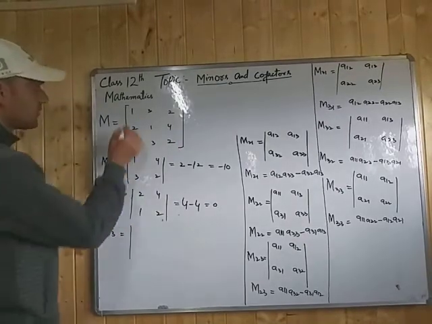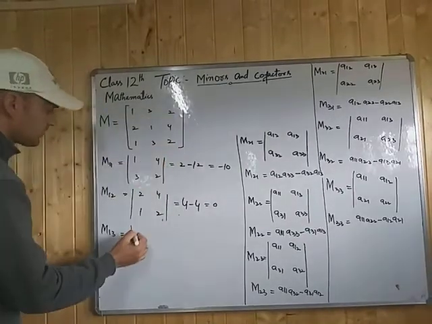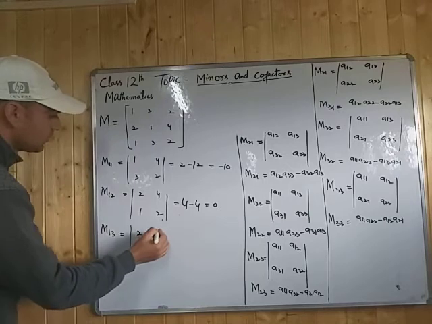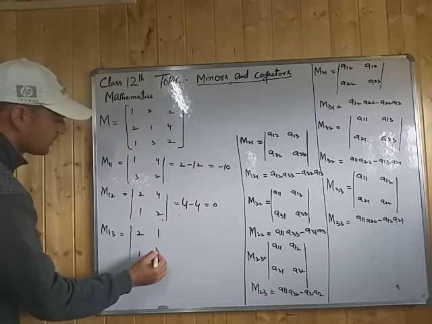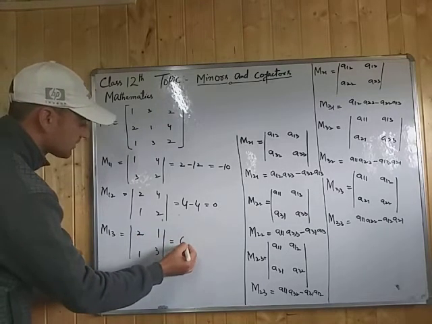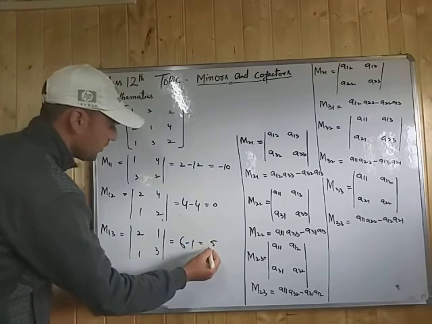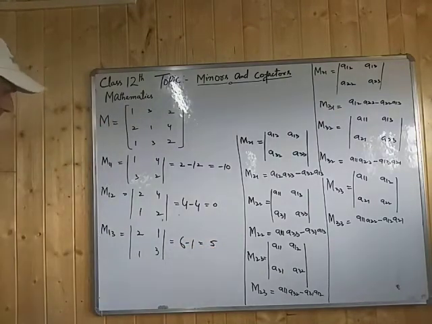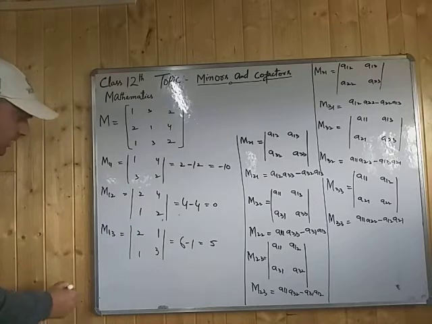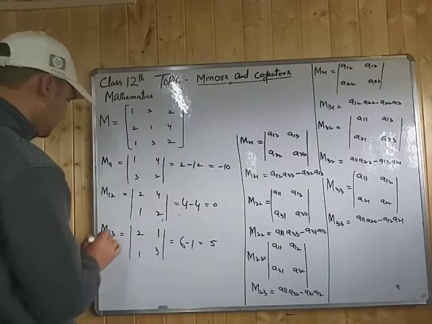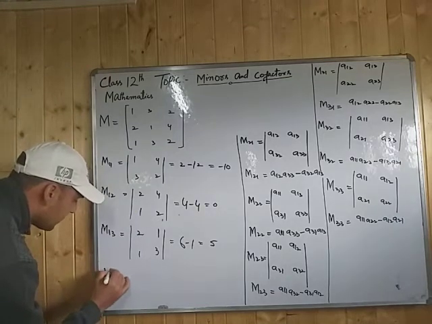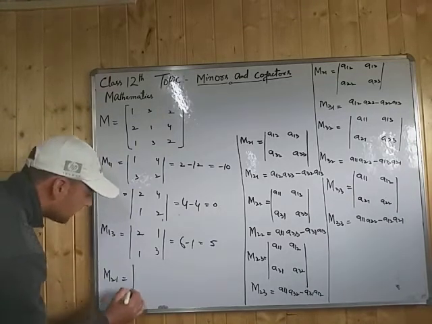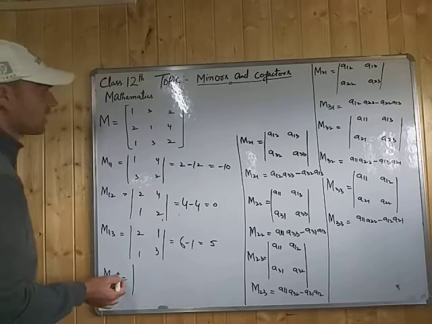So that is by deleting first row and third column. So this will be equal to 2 1 1 3, which is 6 minus 1, that is equal to 5. So that was M13. Now second, we'll write here M21.